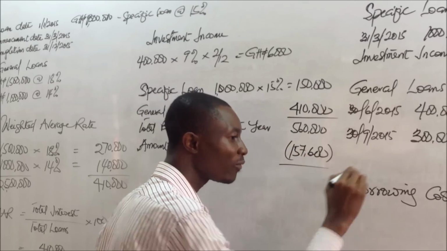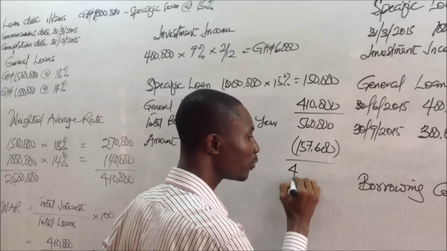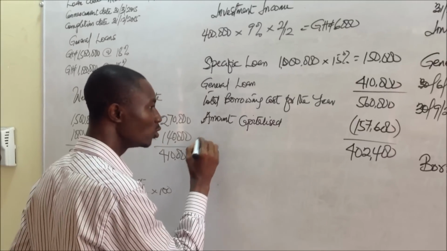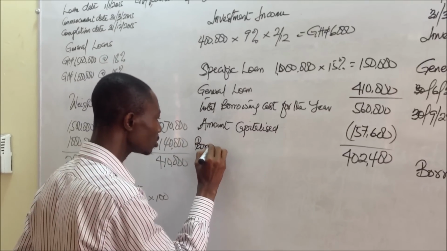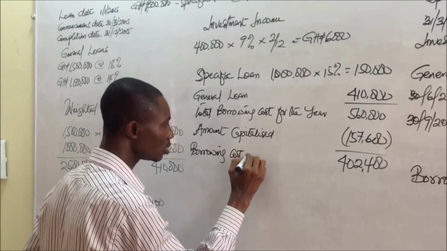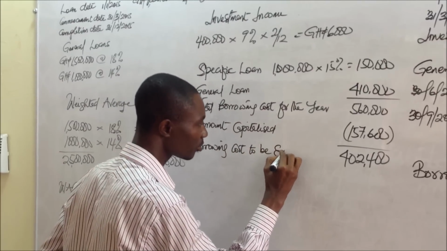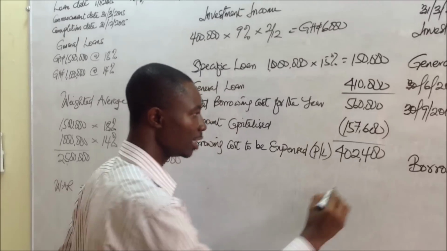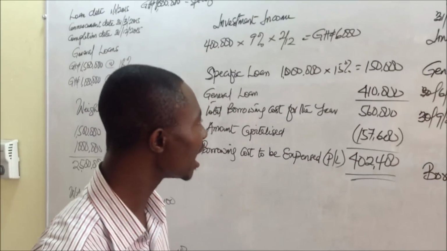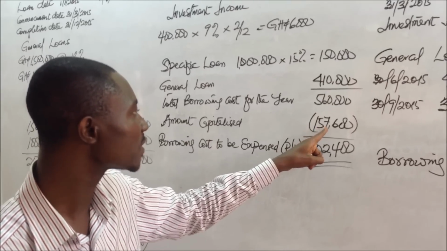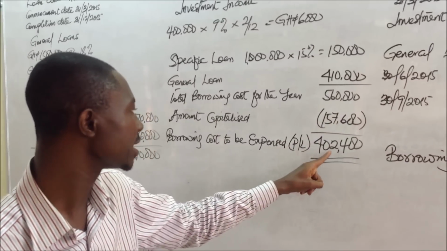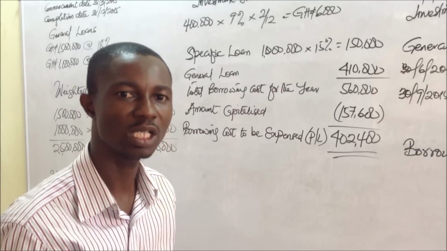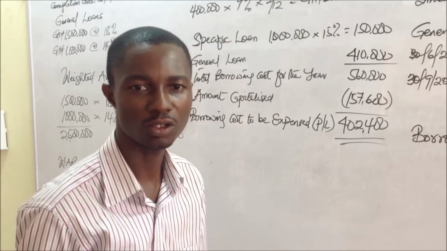So I'm going to deduct the 157,600 from it, and we'll be left with 402,400. So what it means is that the 402,400 is the borrowing cost to be expensed, that is written off to the income statement. So of our total 560, we have capitalized an amount of 157,600, and then we are writing off 402,400 to the P&L. That is how you do the split between borrowing cost to be capitalized and borrowing cost to be expensed.